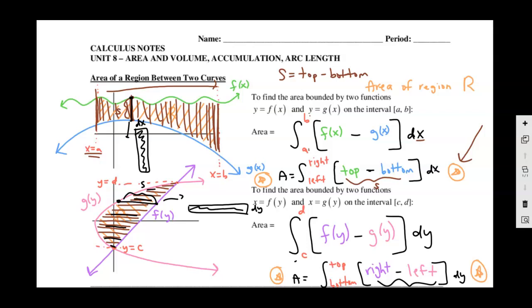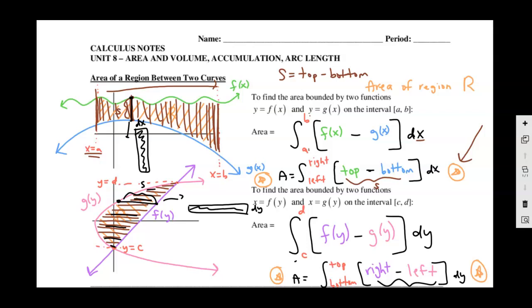Now, sometimes I'll misspeak, and sometimes I'll say, hey, okay, right function minus left function. Some of these may not be functions, like that g curve, that's not a function because that would fail the vertical line test. That's okay, right? But we can still find the area between these things even if they're not functions. But for a dy integration, we are going to want to integrate from the bottom to the top.